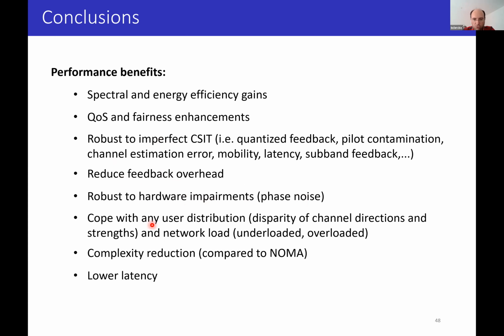It copes with any user distribution, whether they're aligned or not aligned, whether they have different channels, different path loss or not, and the network load. And you can have significantly lower complexity at the receiver because you can just rely on one SIC at the receiver to get already quite a bit of gain. You could have higher gain if you can afford 2 SICs, for instance, but one SIC gives you already quite significant gain. And then you have a lower latency, as I have mentioned.